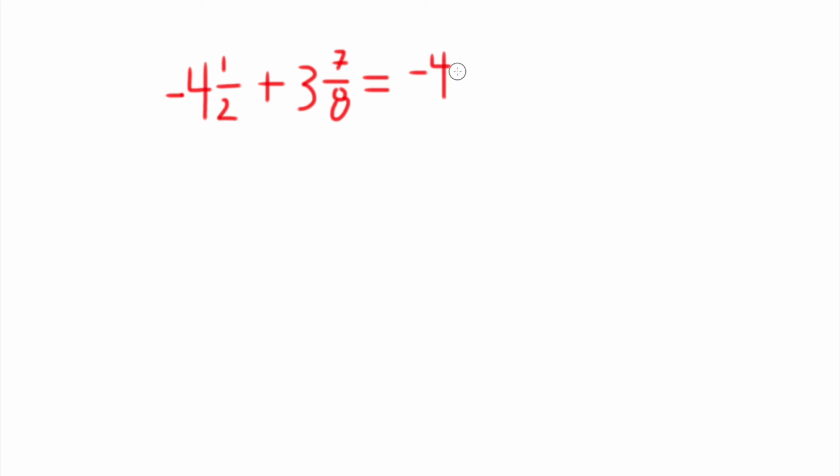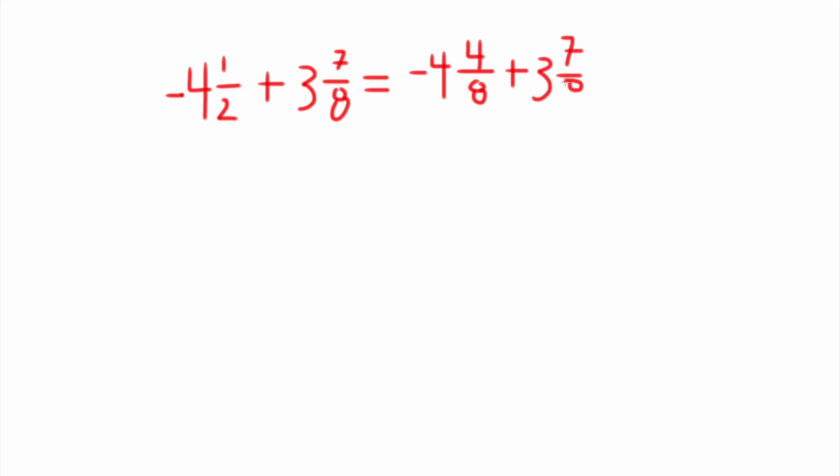We need to find a common denominator between 2 and 8. And 8 is a very nice number to use for both of these. So this 1/2 is going to become 4/8. And then the 3 7/8 I luckily do not need to change because it already has a denominator of 8.